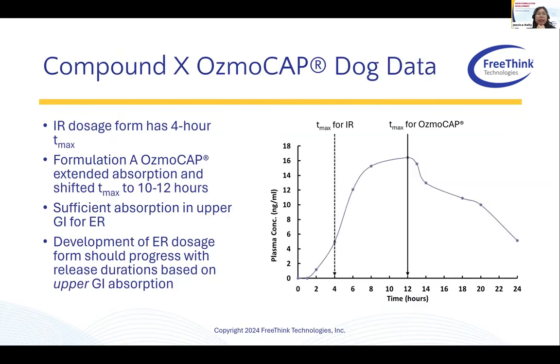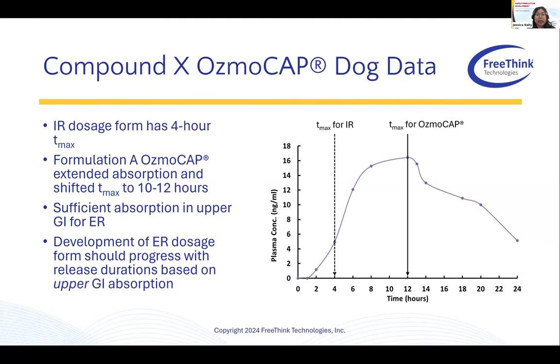So if we take a look at the PK data here, and we take a look at the graph with time on the x-axis and plasma concentration on the y-axis, we can see that the Tmax for the immediate release dosage form had a 4-hour Tmax, and this is for reference. And we can see that the Formulation A OsmoCap extended the absorption and shifted that Tmax to the 12-hour time point. And so from this information, we can say that there's sufficient enough absorption to go forward with an extended release formulation.